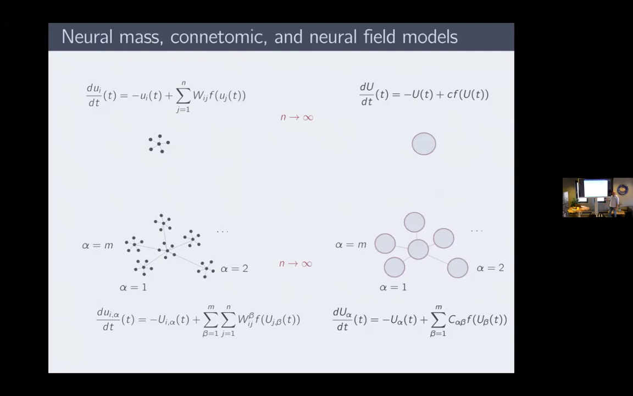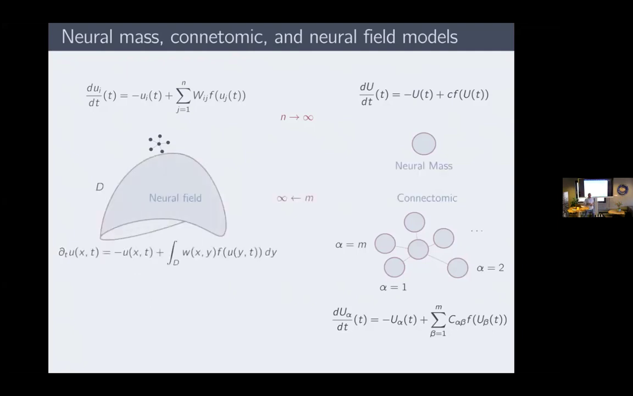And there is an enormous amount of literature that just tries, and actually successfully so, to match experimental data to these types of models: neural mass, neural connectomes, and the ones we're going to be dealing with for the remainder of the course, which are called neural fields. They are obtained by sending the number of populations to infinity, to a continuum instead.